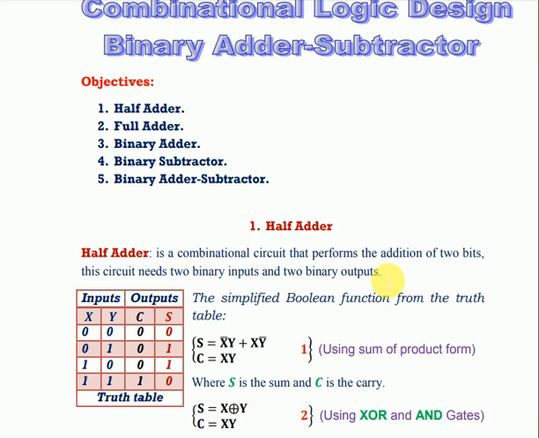If we have 2 inputs, one is x and the other is y, then we will have the outputs C and S, where C is the carry and S is the sum.